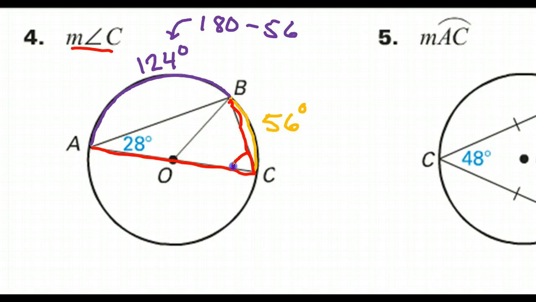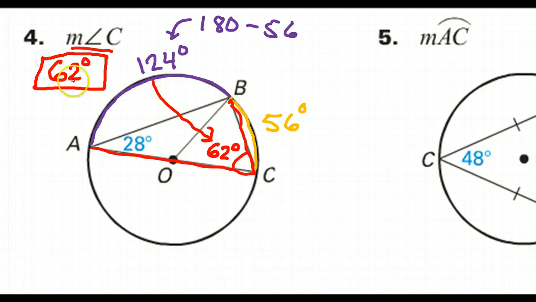Okay, and this angle should be half of that arc, 62 degrees. And that's what we were supposed to find. So the measure of angle C is 62 degrees. And we are done. Okay, but I do want to show you another way of doing this problem. I'm going to get the same answer.